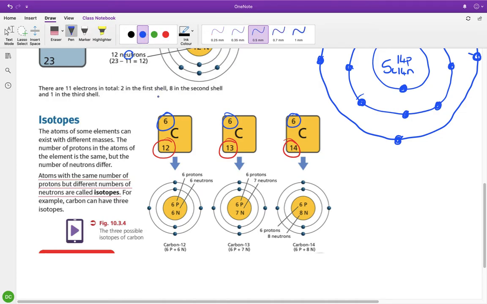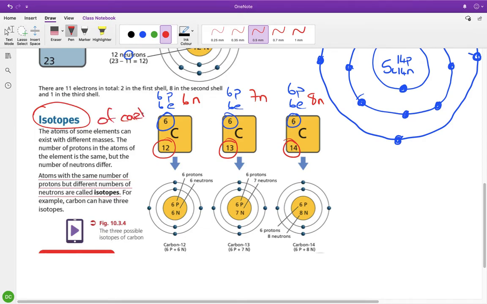The 6 means I have 6 protons and 6 electrons. So they're not affected. What is affected is the subtraction, which is the neutrons. So here I have 12 minus 6, which is 6 neutrons. Here I have 13 minus 6, which is 7 neutrons. And here I have 14 minus 6, which is 8 neutrons. They are isotopes of carbon.